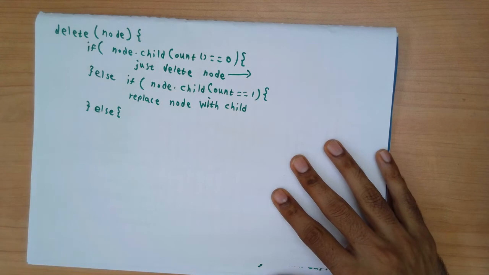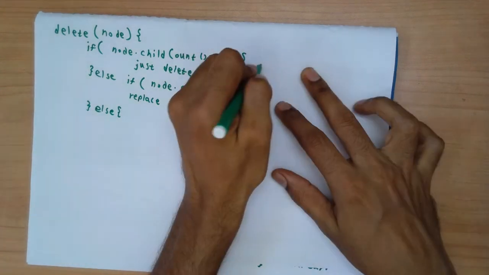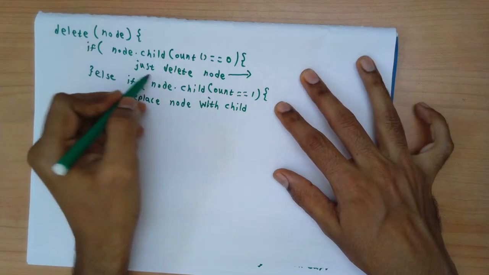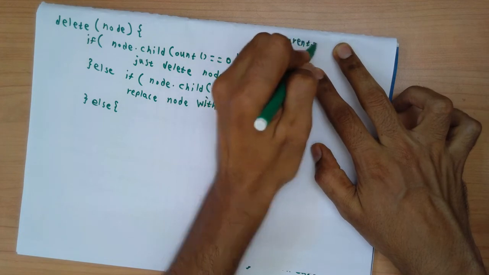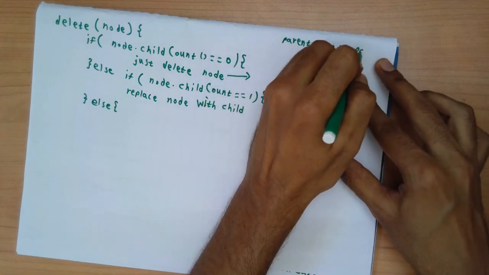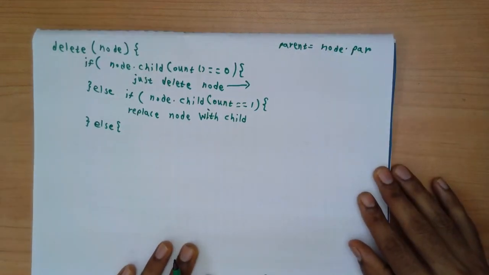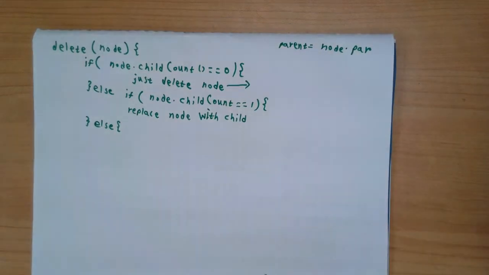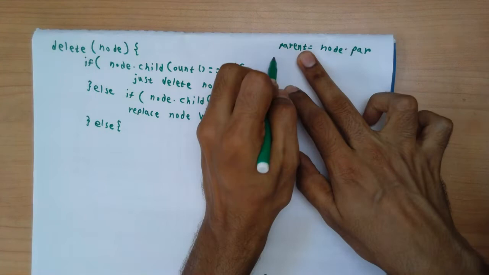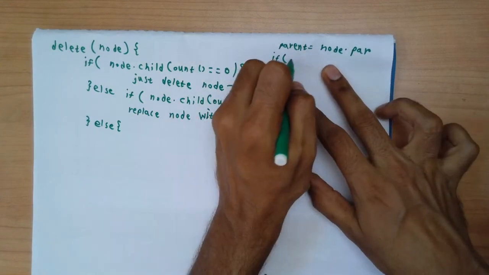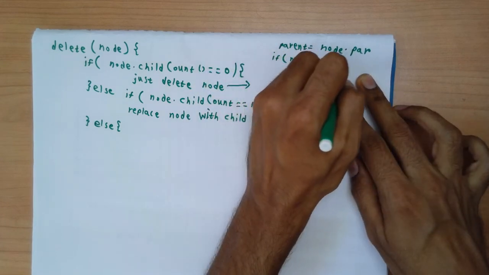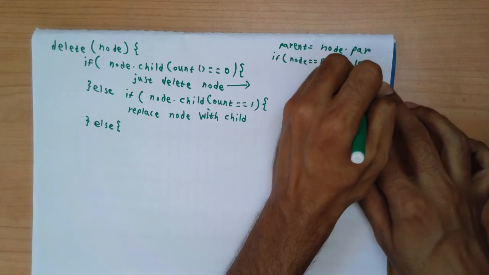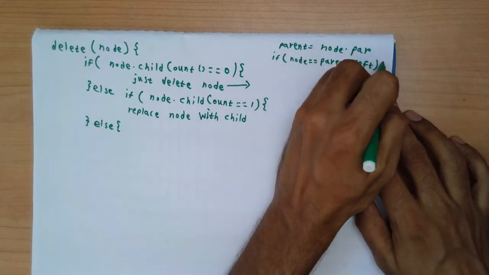what? I will say get the parent. So what is meant by just delete the node? I will say that the parent node is equal to node dot parent, of the node that I want to delete. And now I'll ask the question, is the current node a left child of parent or right child of parent? So I'll ask the question, if node is equal to parent dot left, if that's the case, in that case what will I do?